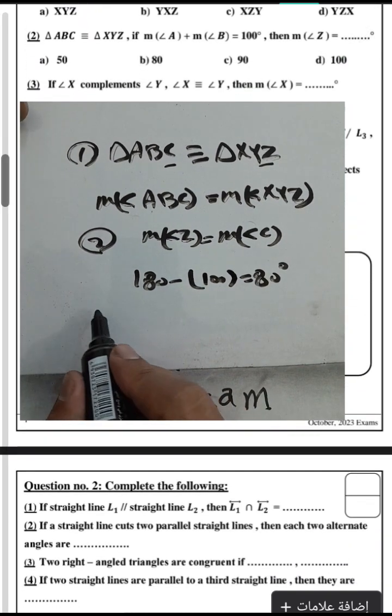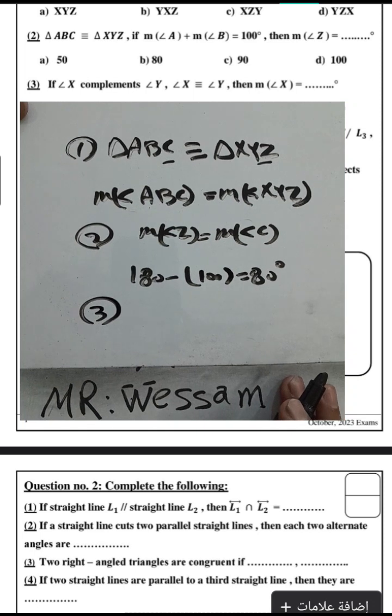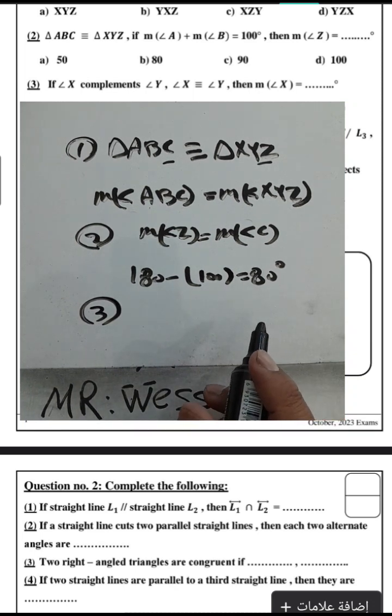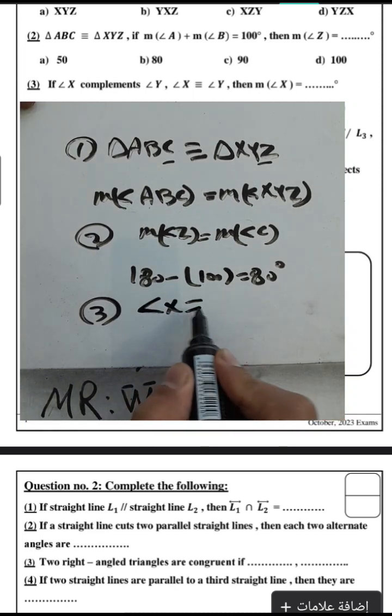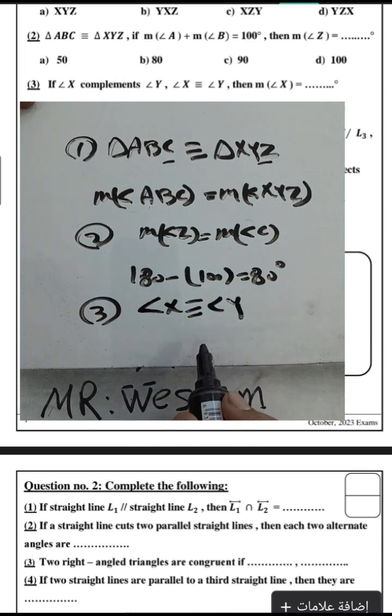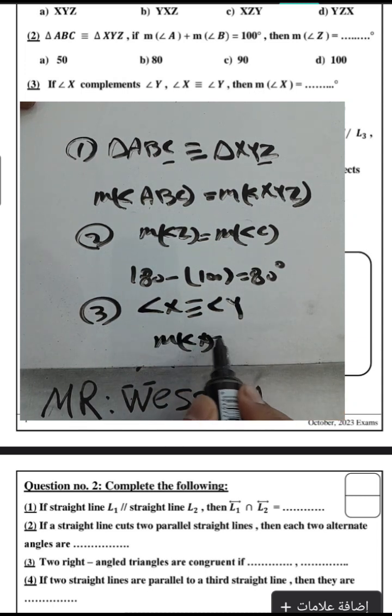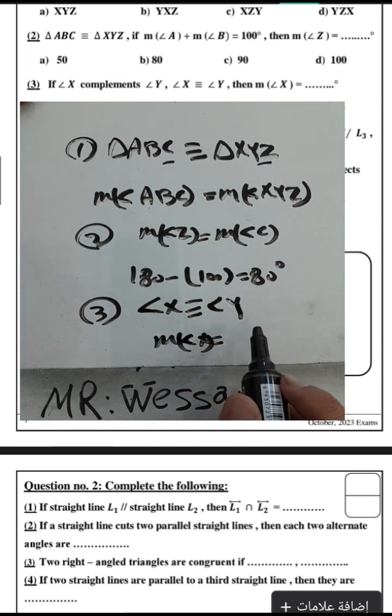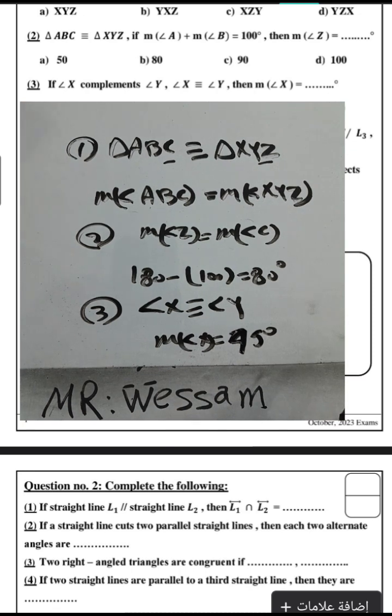Question number 3. If angle X is the complement of angle Y and angle X is congruent to angle Y, then the measure of angle X equals what? Complement means the sum of them equals 90 degrees. Then each one of them will be 45 degrees. The result will be 45 degrees, the measure of each one.